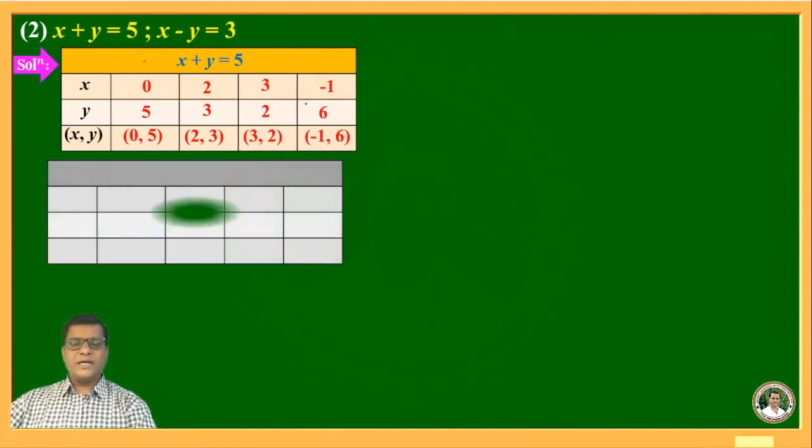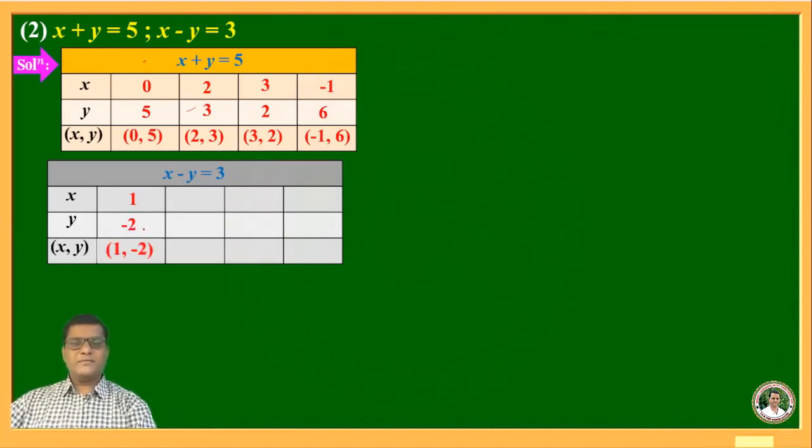Similarly, you can draw the table of equation x minus y is equal to 3. Here if you take the value of x is 1, substitute this value of x is 1 here, then 1 minus y is equal to 3, so minus y is equal to 2, therefore y is equal to minus 2.